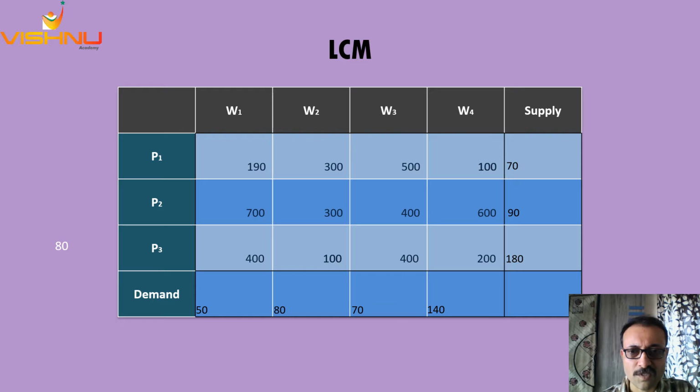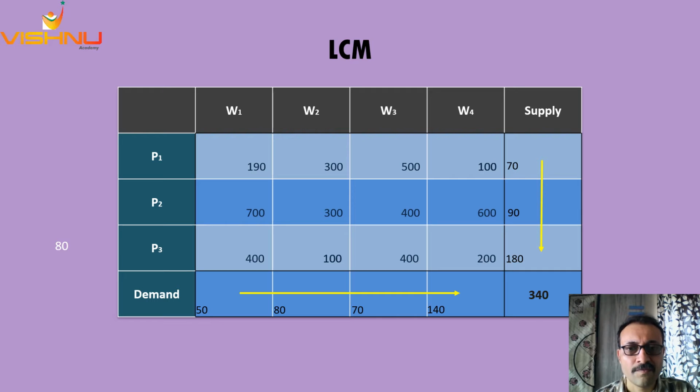First and foremost, as always, we need to ensure whether the demand total and the supply total match with each other. So let's quickly have a look at their totals. The supply total comes to 70 plus 90, 160 plus 180, that is 340. And the demand total is 50 plus 80, 130 plus 70, 200 plus 140, again 340, which makes it a balanced problem. Now that we have ensured this, we are good to start with solving the sum.